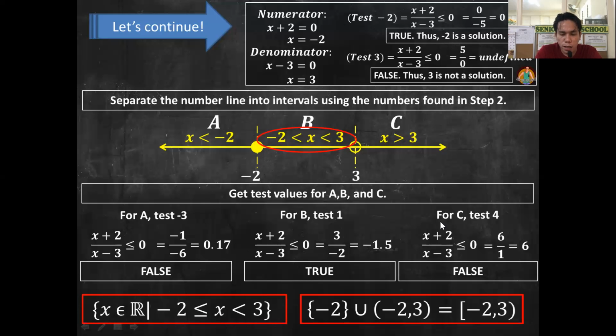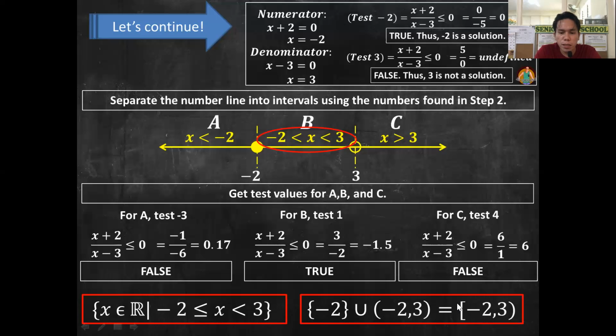Or we could also have the roster method. So our interval is -2 and 3. And we can have an open bracket -2 and 3. Okay, so you can have this final answer sa roster natin. Again, bakit bracket yung ginamit natin? Bracket yung ginamit natin kasi yung -2 is part of the solution. Sa 3 is an open parenthesis, bakit parenthesis? Kasi 3 is not part of the solution.